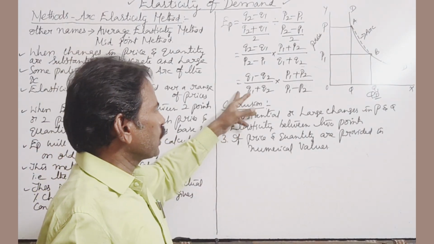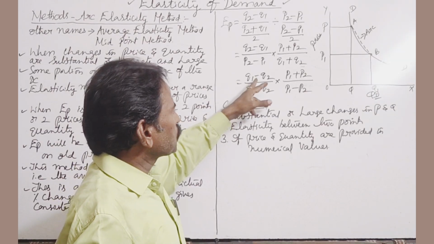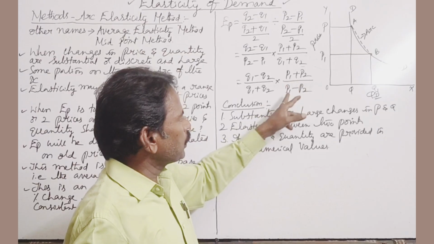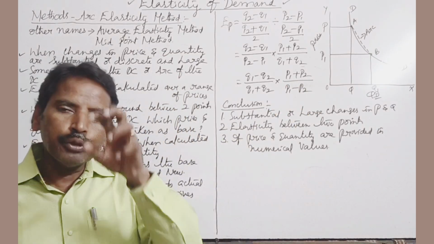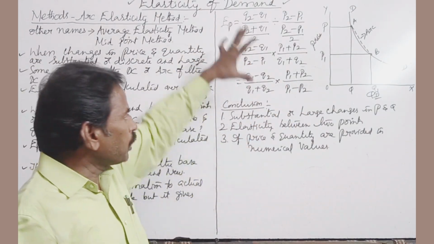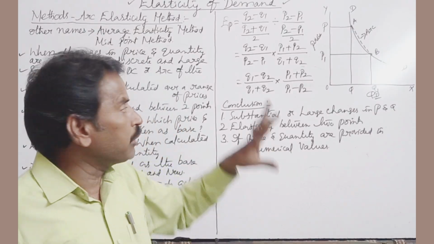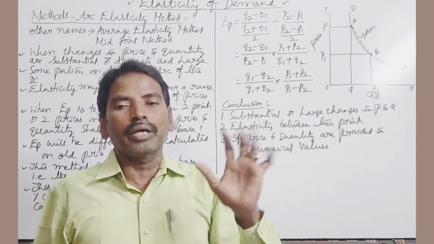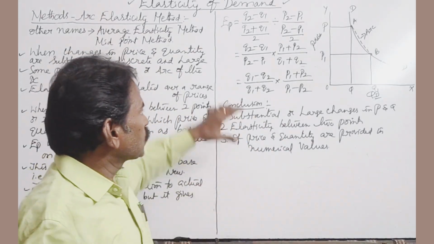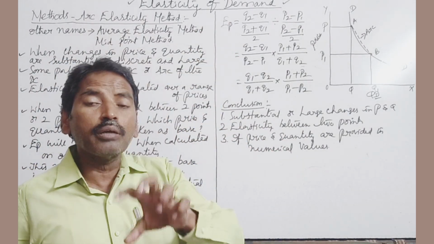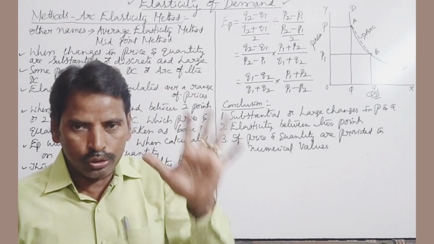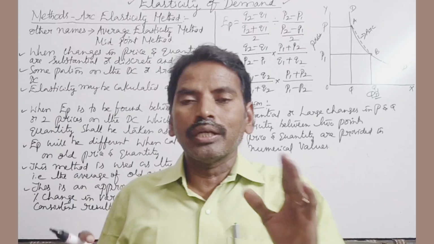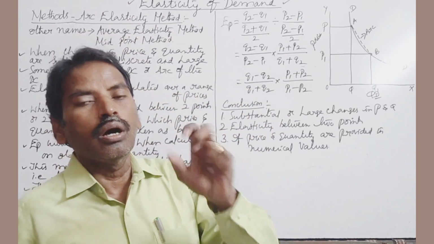And one more is Ep is equal to (Q1 minus Q2) by (Q1 plus Q2) into (P1 plus P2) by (P1 minus P2). If you apply any formula among the three, you will get the same answer. This is the formula to calculate price elasticity of demand through the arc method.